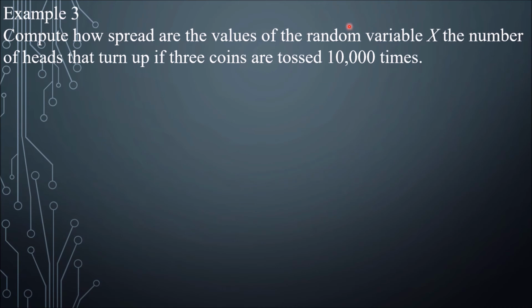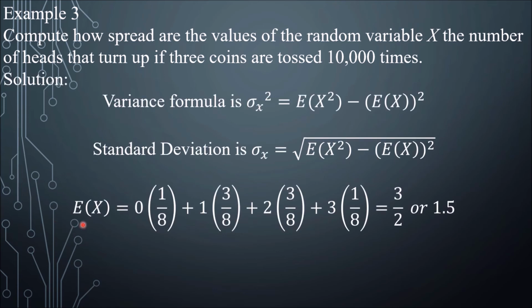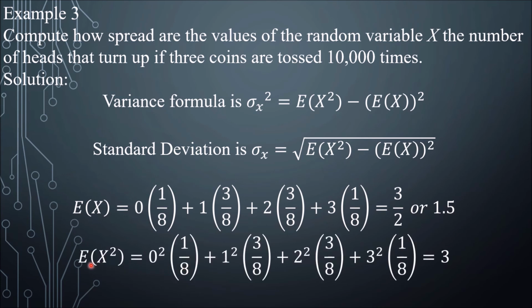Okay, let's have an example of that. Compute how spread out the values of the random variable X are, the number of heads that turn up if 3 coins are tossed 10,000 times. So again, the expected value is 1.5. And then we have the E of X squared. All you need to do is to square first the number, 0 squared, and then you multiply by the probability 1 over 8. 1 squared times 3 over 8, and so on and so forth, and then get the sum. The sum is 3.